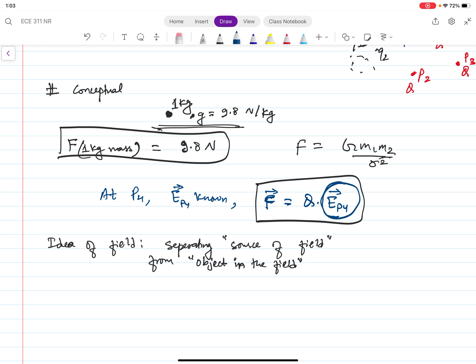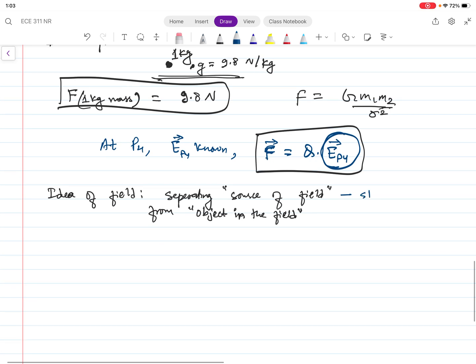Just for an example, the source of field is your stationary charges and your object in the field is your test charge.